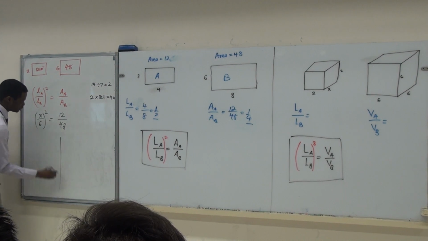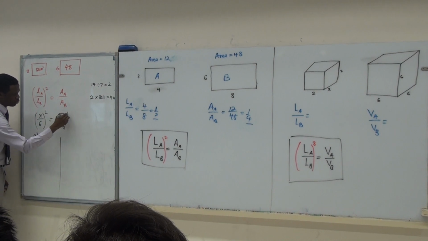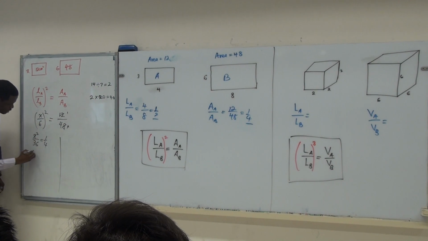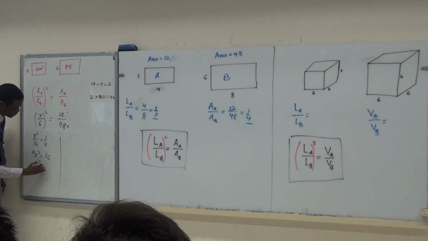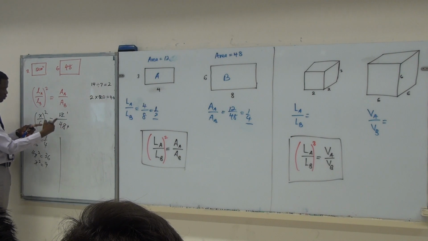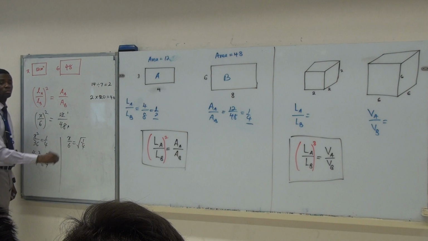If you want to do square, it's fine. But this is what happens when you do square. You have x squared over 36. This is going to be 1 over 4 eventually. Then you have 4x squared equals 36. Then you are going to do x squared is equal to 9. You're going to do square root. But if I find the square root straight away, x over 6 is the square root of 1 over 4.